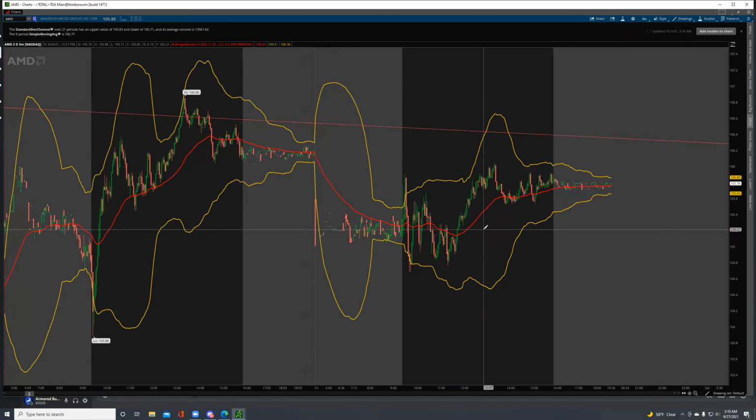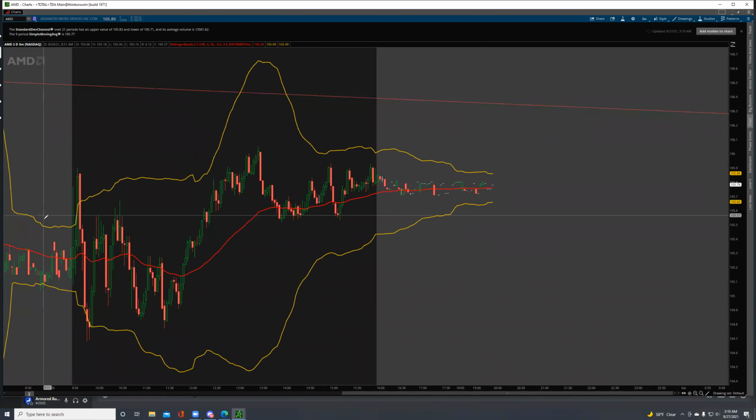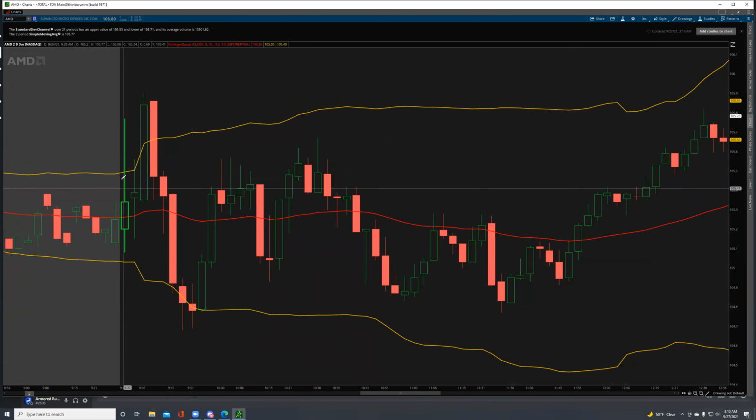Let's go to 3 minutes and see. Yeah, so right here, right off the bat, you went up, you broke over, rejected. Went up, broke over, rejected hard. Hit the bottom, bounced back up. So this is essentially an average true range factor for the Bollinger Bands to control.